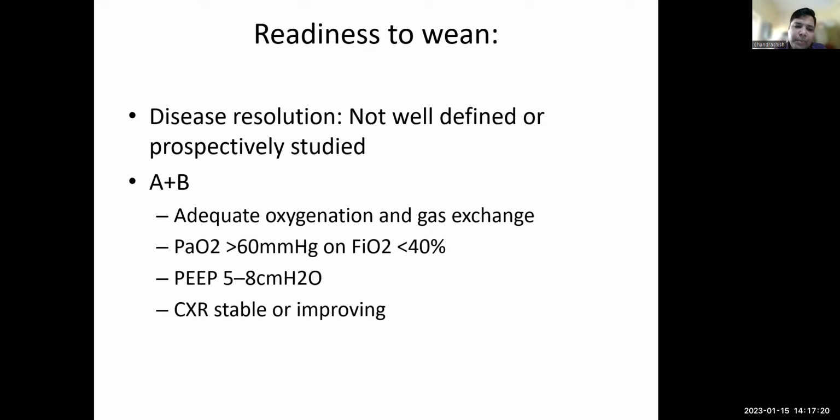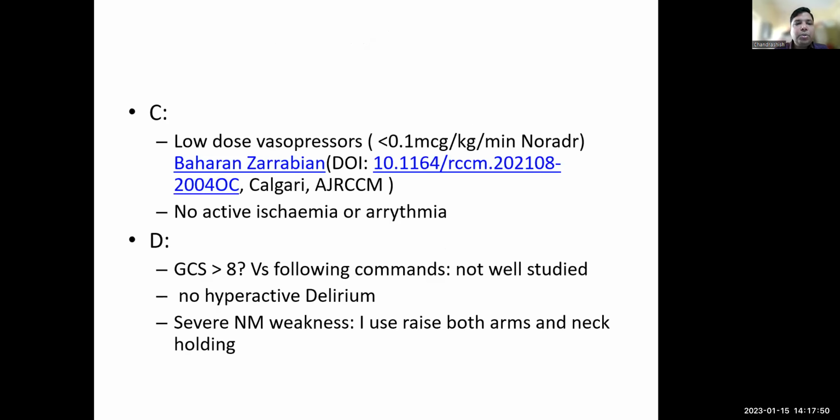Second is how much PEEP this patient is on. Almost all people will agree that PEEP should be less than 10, and most of the studies or guidelines will suggest that the PEEP should be equal to or less than 8 before you take them off the ventilator. Chest X-ray should be either stable or improving. Again, this is not very well defined, but depends upon the physician's gestalt.